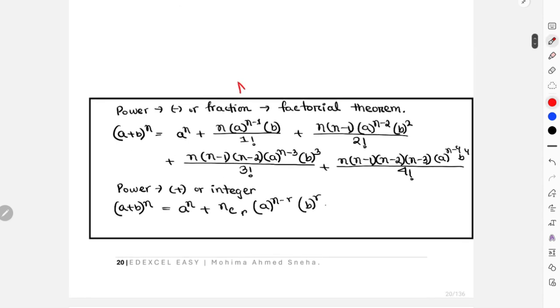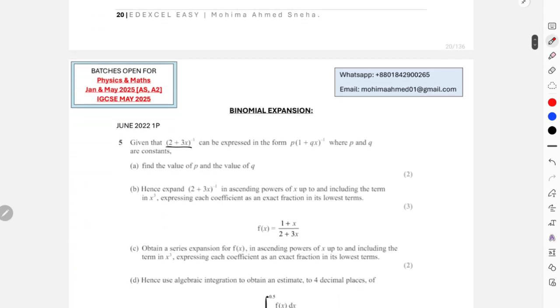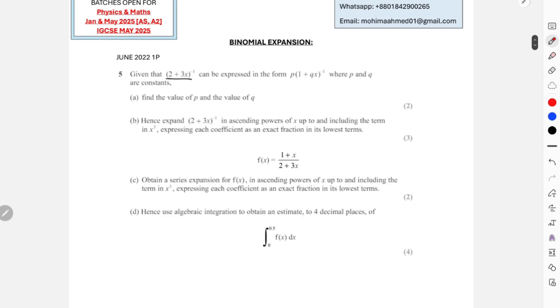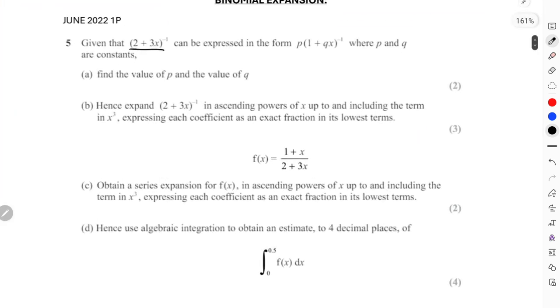Okay, this is again our notes, and this is for binomial theorem. After this we'll move on to this question. We have to expand this entire expression in the format p(1 + qx), where p and q are constants, and you need to find out the value for q in this case.